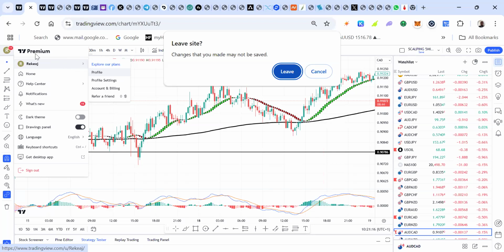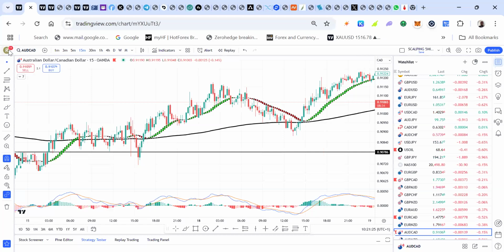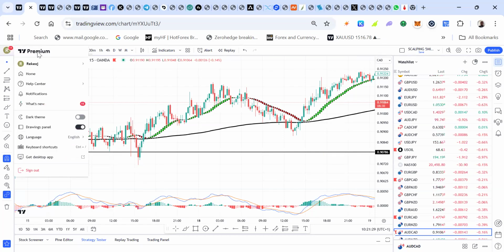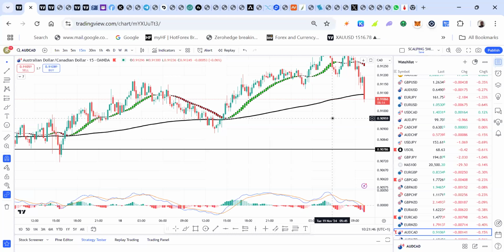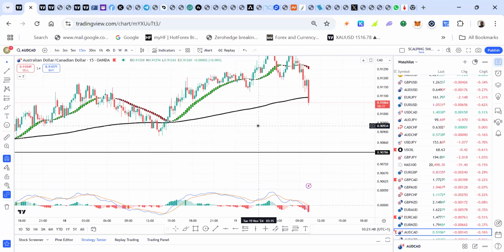Okay, you can see my account. You can see premium. This is premium, okay? This is the biggest subscription. This subscription is $280 annually for you to use TradingView. But there is also the free version which gives you access to 3 indicators.